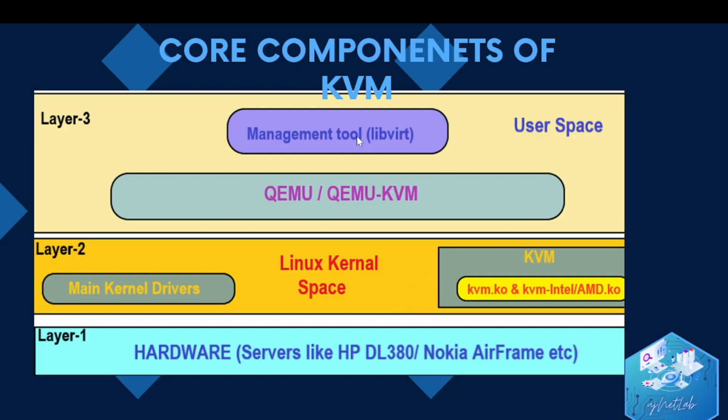Lastly, you have the management tool on top of it, libvirt. This is an open source API toolkit and daemon which abstracts the management of virtual machines across various virtualization technologies. Basically, it's an interface which gives you the way to define the VM, start the VM, stop the VM, or migrate the VM. While in VMware ESXi, we were doing all of this with the help of the browser.